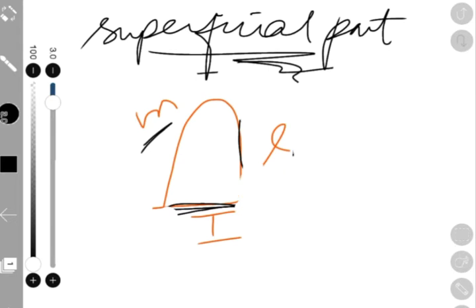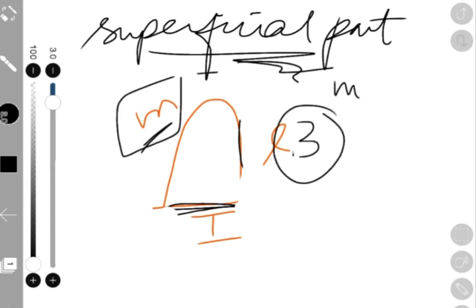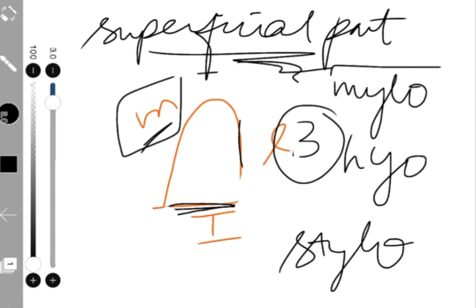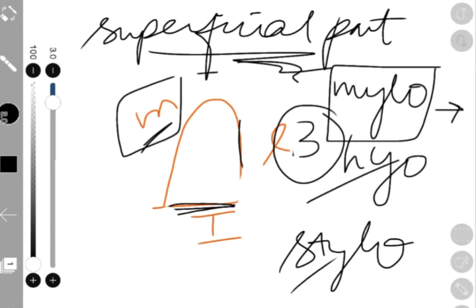We'll now see the structures related to the medial surface. There are three muscles: the mylohyoid muscle, the hyoglossus muscle and the styloglossus muscle. Mylohyoid is seen in the front, in the anterior part, and the hyoglossus and styloglossus are present posteriorly. These are the relations of the superficial part. So there are three surfaces, an inferior surface, a lateral surface and a medial surface, and we have seen the relations of these surfaces.